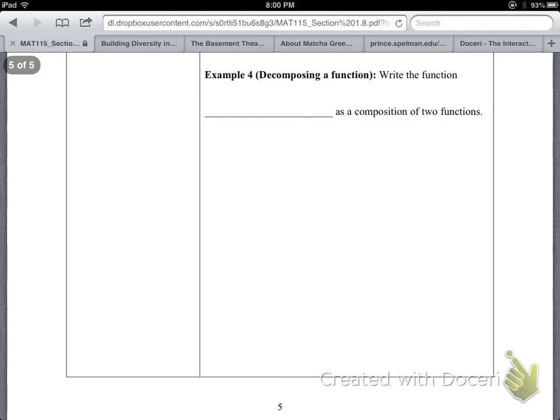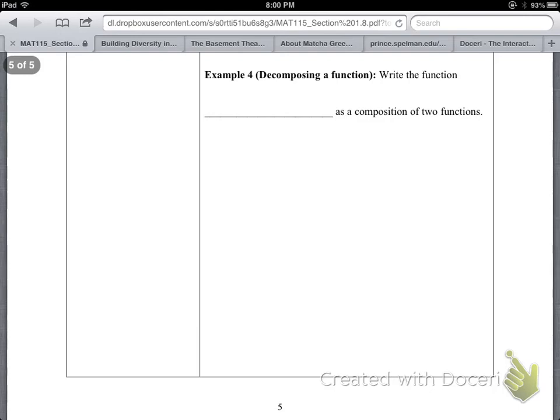So I wanted to talk about decomposing a function. We won't go into too much detail with this, and we won't do a lot of problems with this, but I want you to see it because it may be useful in the future. So what decomposing a function means is to break it down into two other functions. So composition of functions is taking two functions and combining them together. Decomposing is taking one function and breaking it up into two functions. Two or more, but we're just worrying about two functions.